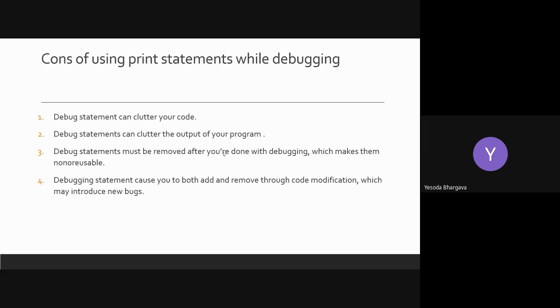Okay, because that was included only for the purpose of debugging. When that purpose has been solved and you have eliminated the problem, then you remove that print statement and go on further to identify the cause of the bug.